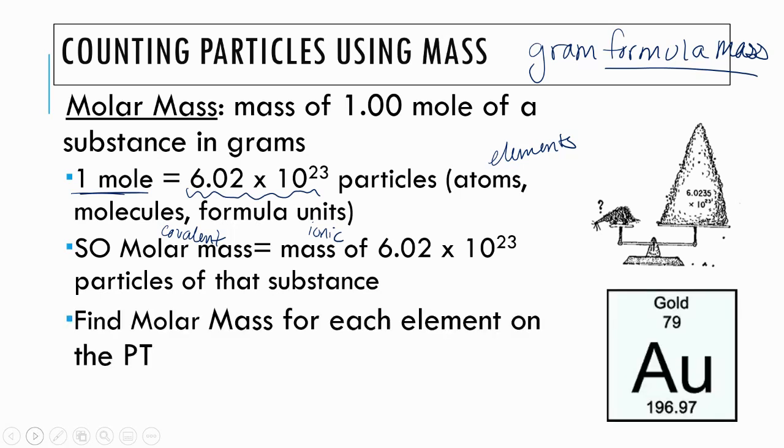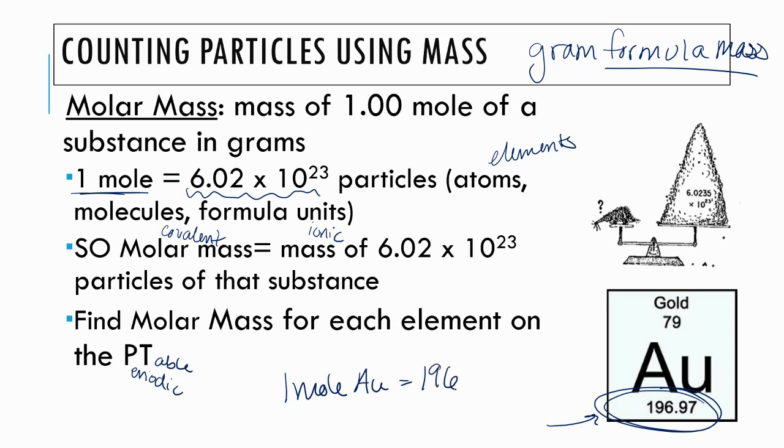It's also important to know that the molar mass for each element can be found on the periodic table. So here is the square on the periodic table for gold. It is element 79. This right here is its molar mass. So 1 mole of gold is equal to 196.97 grams. So we're going to use those relationships to count particles by just taking a measure of mass.